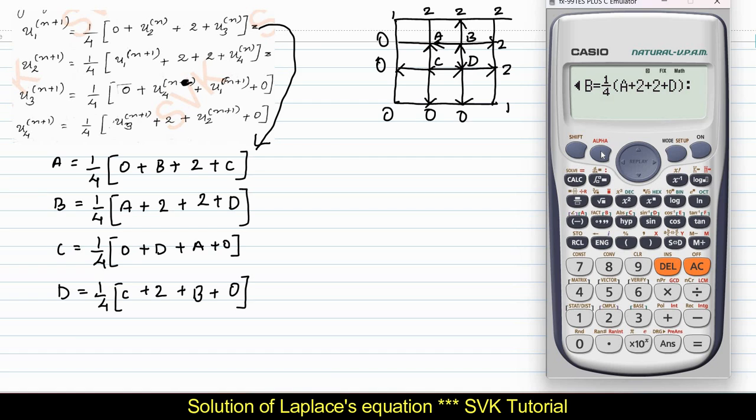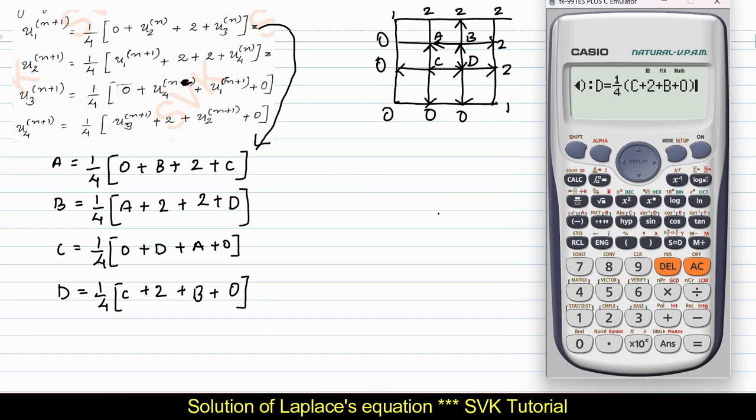To separate the equation, use colon, alpha C equal to 1 by 4, open the bracket, 0 plus alpha D plus alpha A plus 0, close the bracket. Then separate the equation with colon, alpha D equal to 1 by 4, open the bracket, alpha C plus 2 plus alpha B plus 0.